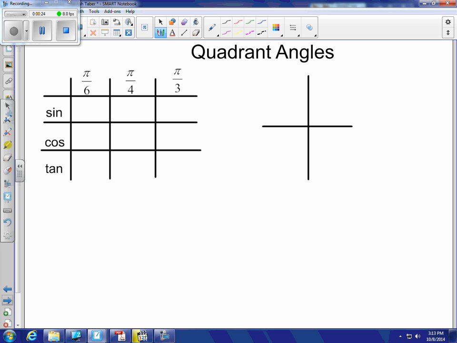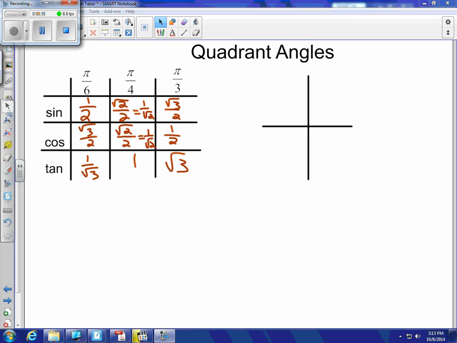I'm going to pause this video while I do it, but you guys, I hope, can do it yourselves. So pause the video while I fill out the table, okay? Okay, so remember with the pi over 4, the square root 2 over 2 also equals 1 over square root 2. It's saying the same thing.